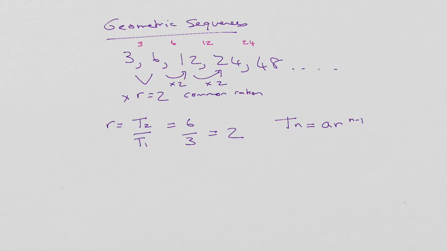But that's unusual. They usually give you ordinary ones, like this one over here. A is what? Okay, what did you say? Yeah, it's 3. It's the first term. So A is the first term, and so your sequence is going to be 3 times 2 to the power n minus 1.